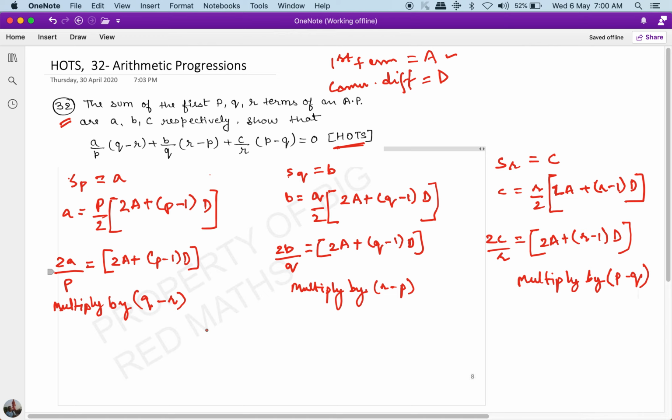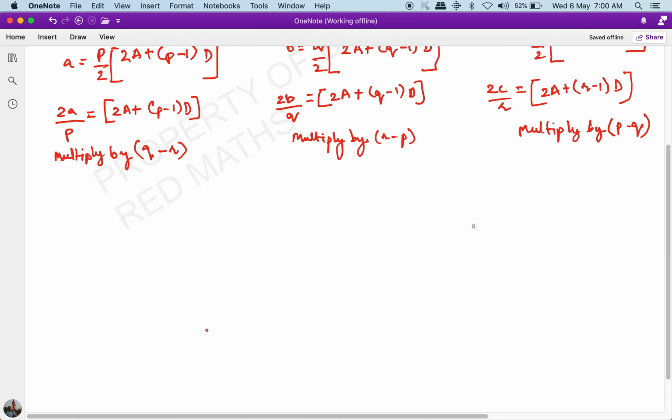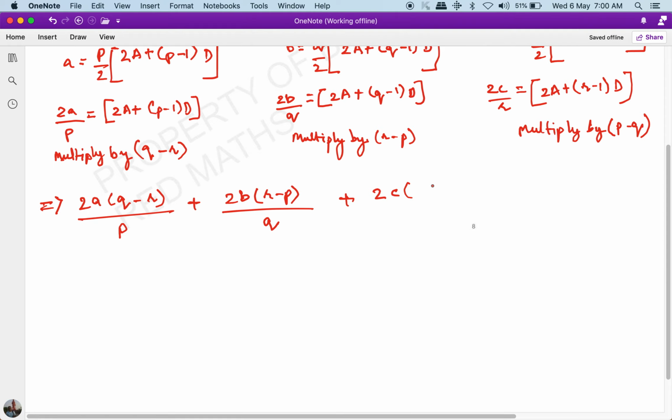So when I multiply these three terms with these three values, what do I get? Now this is going to get lengthy. I will get part 1, or the LHS that I have to prove, which is 2A into Q minus R, the whole thing divided by P, plus 2B into R minus P, whole thing divided by Q, plus 2C into P minus Q, and this whole thing divided by R. Okay, this is the LHS.